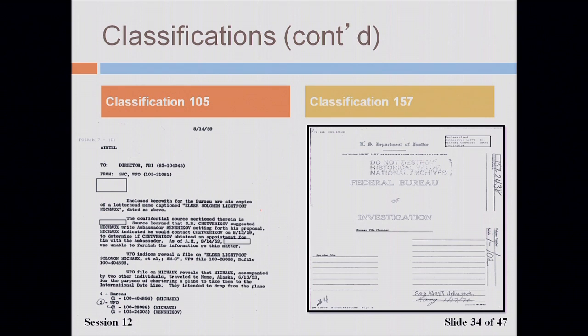Again, additional examples will be classification 105. This is an example here, and this is the case file. This is the Washington field office. And then you have class 157, which is a cover sheet to this particular report.